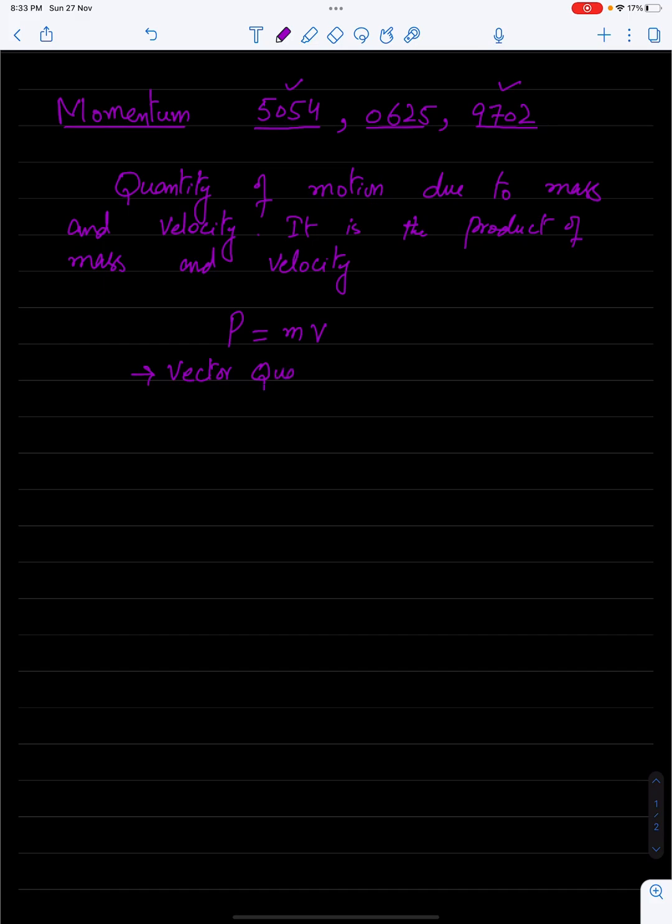Since velocity is a vector and mass is a scalar, whenever we multiply a vector quantity with a scalar quantity, the answer is always a vector. Right now, from the formula P is equal to mv, we can see the SI unit of momentum. The unit of mass is kilogram. Velocity is meter per second, so its unit becomes kg meter per second.